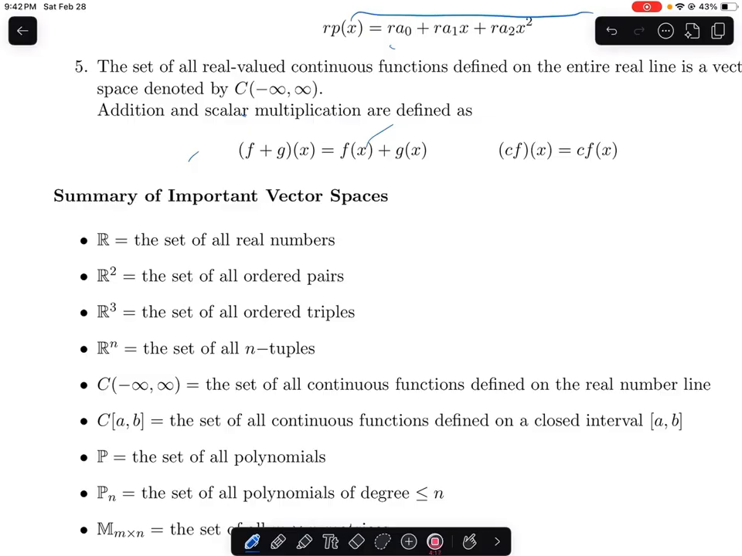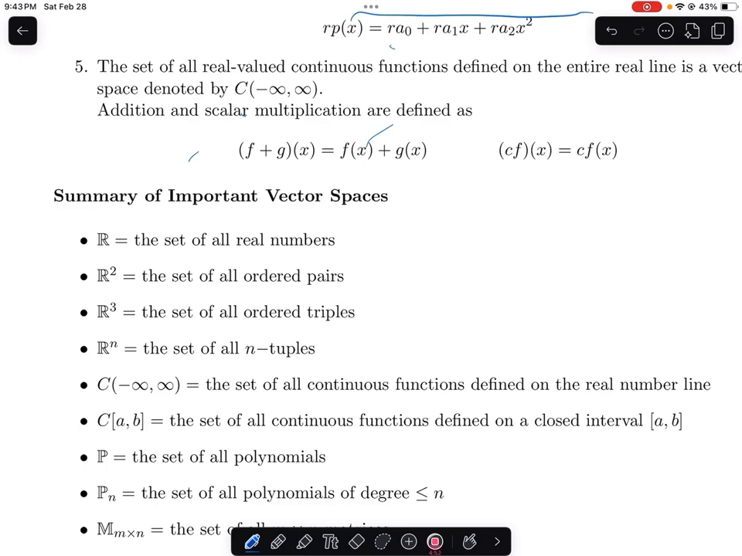So, a summary of important vector spaces. These are the ones that you have to remember. R, which is the set of all real numbers. In other words, the real number line is a vector space. R2, we mentioned earlier, is a vector space. R3, the set of all ordered triples, is a vector space.